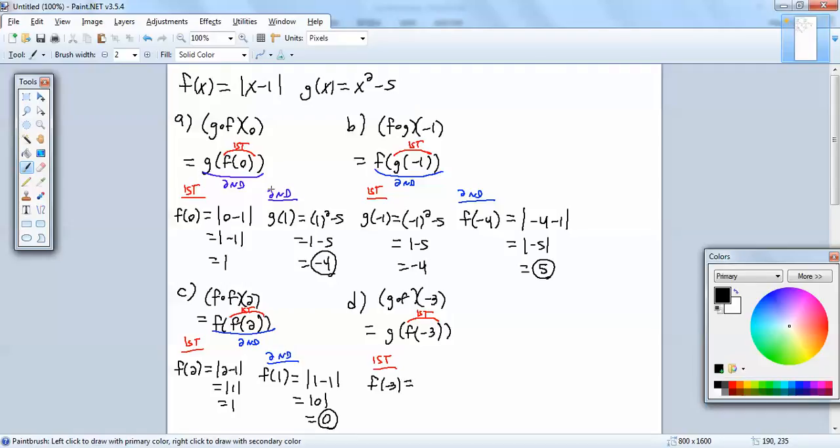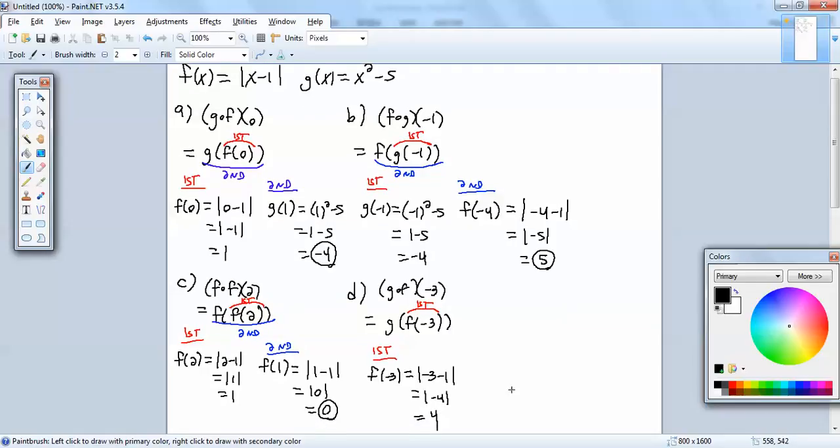f of negative 3, I'm going to take my f of x, which is absolute value of x minus 1, put negative 3 in for the x. That gives us the absolute value of negative 4, which gives us positive 4.